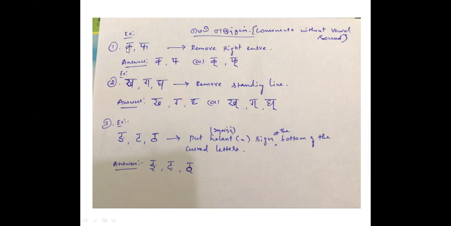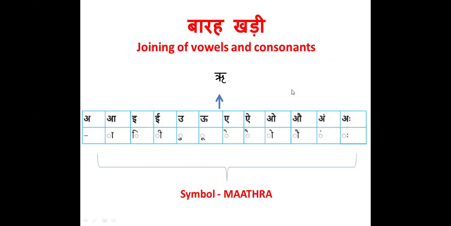The first example, see the letters. If the right curve is there, you have to remove the right curve. The second example, in standing line letters, you have to remove the standing line. The third example, curved letters, in that you have to put the halant symbol. Now you learned how to write half letters, I mean, consonants without vowel sound.